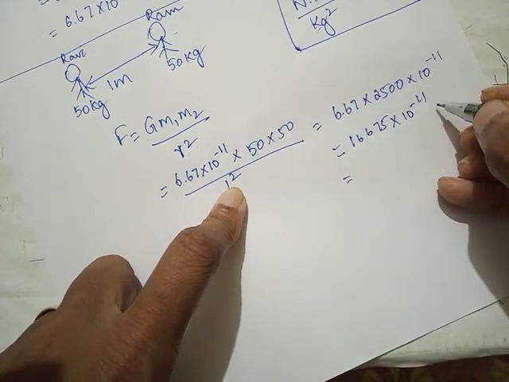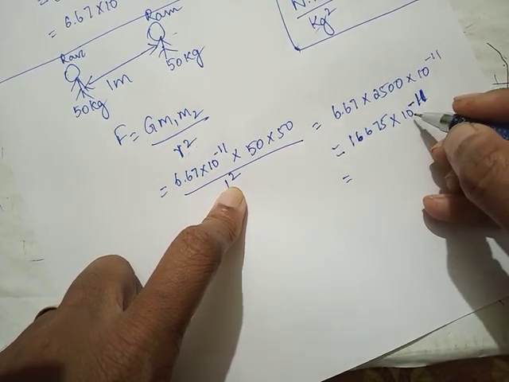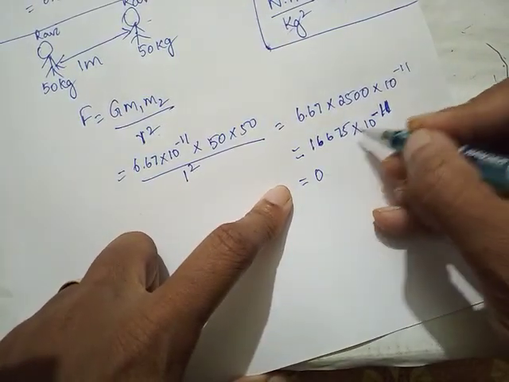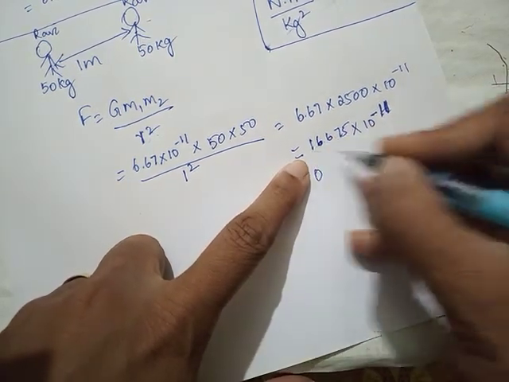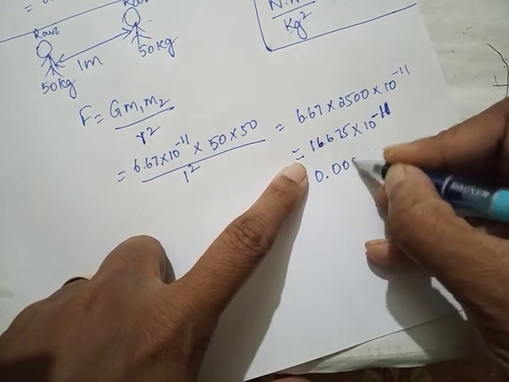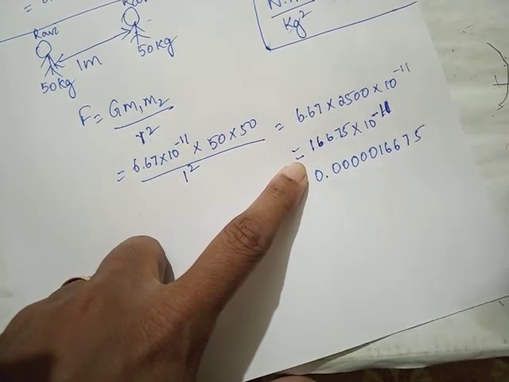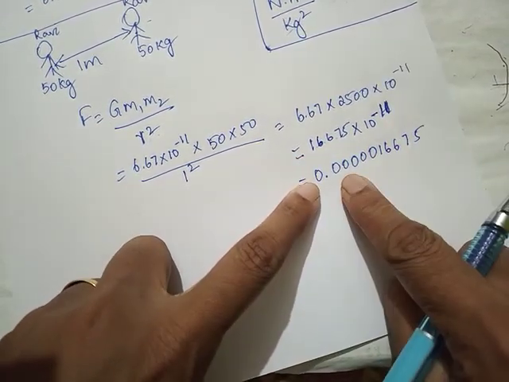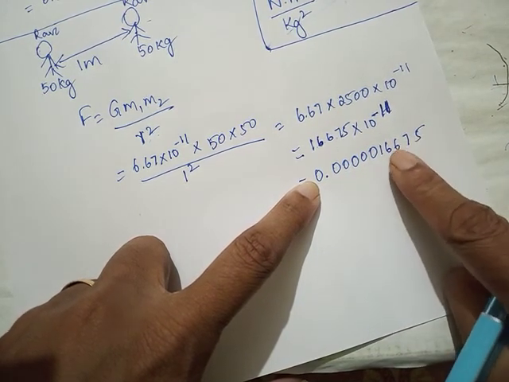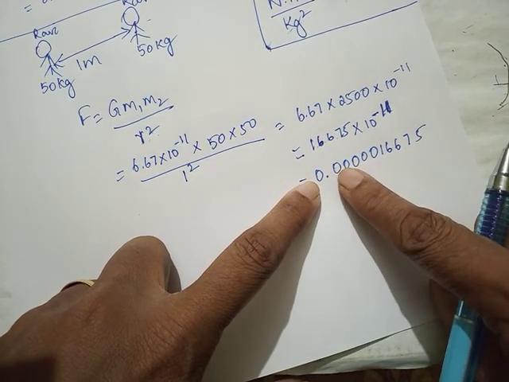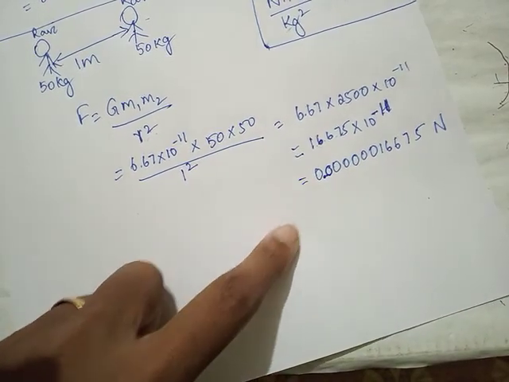Now, if I bring this 10 power minus 11 and try to write it in decimal, 1, 2, 3, 4, 5, already 5 digits are there, and then I'll have to have 5 more zeros in front of 16675. This number, if I have to write it in decimal, will be like this. 1, 2, 3, 4, 5, 6, 7, 8, 9, 10, one more zero, 11. This much Newton is the force.